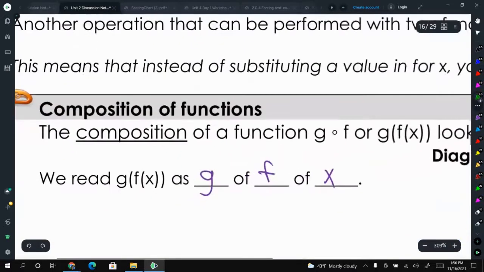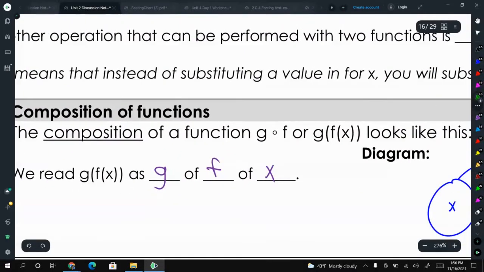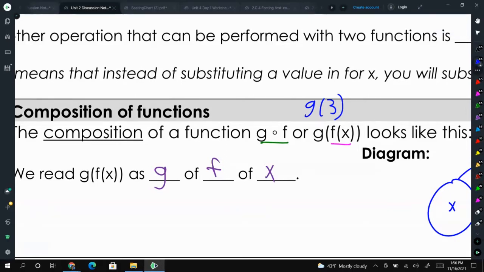So the composition of functions, the notation can look like this: g with this little open circle f, or g∘f, or written in this notation where it might be a little easier to see what is going on. Because if I were to write g of 3, we all know that means take 3 and plug it in for x in my g function. But if I see g and then this, that means I'm going to take my whole f function, f of x, and plug it into x in g.